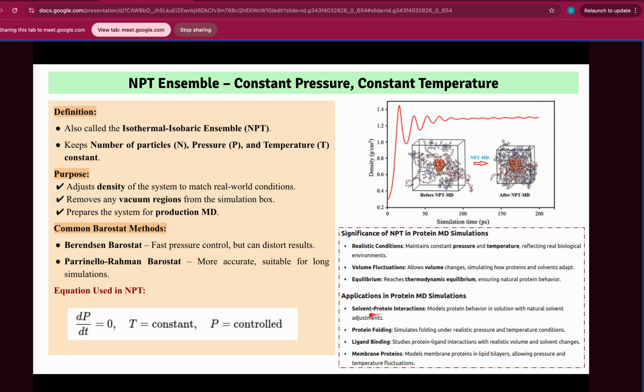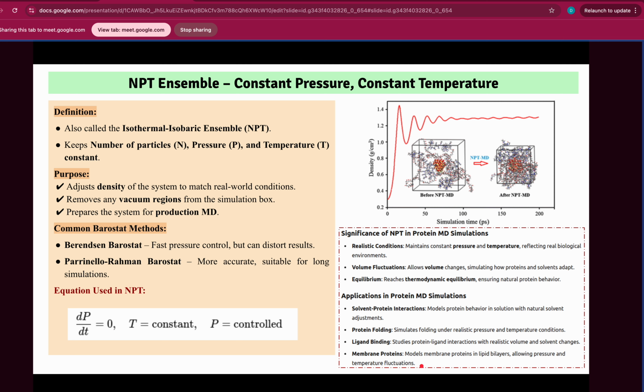So applications are to study solvent-protein interactions. Protein folding can also be studied, as well as ligand binding and membrane proteins. It models membrane proteins in lipid bilayers, allowing temperature and pressure fluctuations.